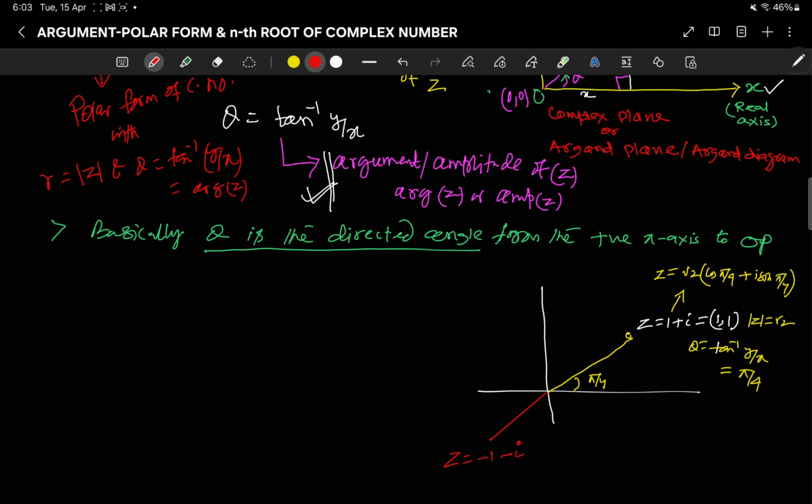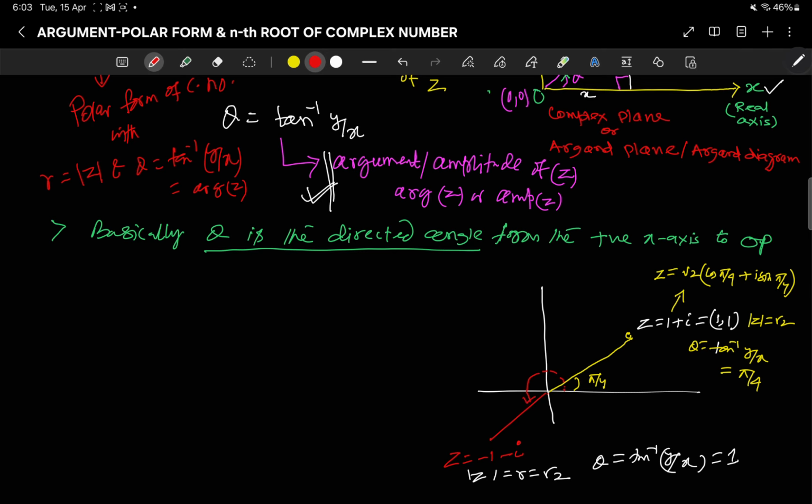So now in view of this, what is my z mod? The modulus r is root 2. And what is my theta? If theta is tan inverse y by x, it is 1 here. So can it be pi by 4? Can this angle, this rotation, be pi by 4? It cannot be.